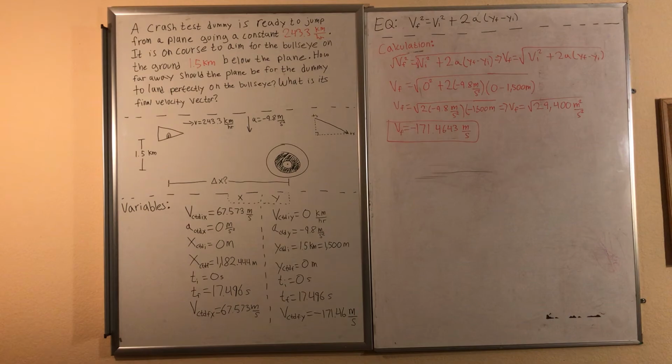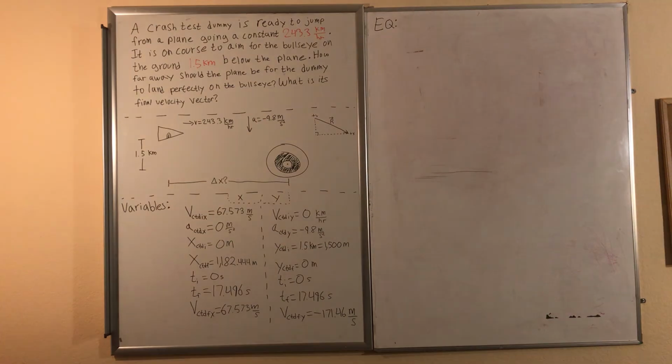With both x and y velocity components, let's find the final vector, and the resultant vector goes here with this theta angle. The equation for resultant vector equals square root of velocity of x squared plus velocity of y squared. Let's calculate. Rewrite the equation. Resultant vector equals square root of velocity of x squared plus velocity of y squared, and plugging in now to get square root of 67.573 meters per second squared plus negative 171.46 meters per second squared. This calculates out to the final resultant of 184.3 meters per second.